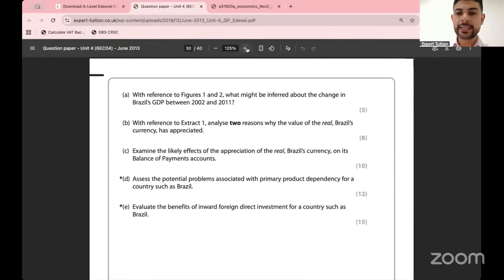And it says this: with reference to extract 1, analyze 2 reasons why the value of the real, Brazil's currency, has appreciated. Okay, so what I want us to quickly do is, without even reading the extract, list as many things as you can think of that will cause the real to appreciate. And remember that it's always supply and demand, either supply shifting inwards or, in this case, demand shifting outwards.